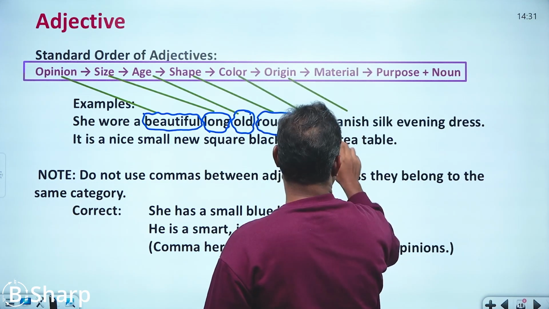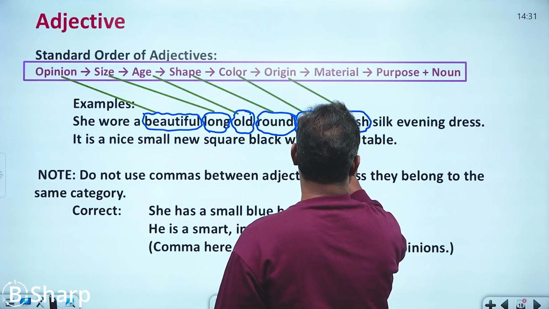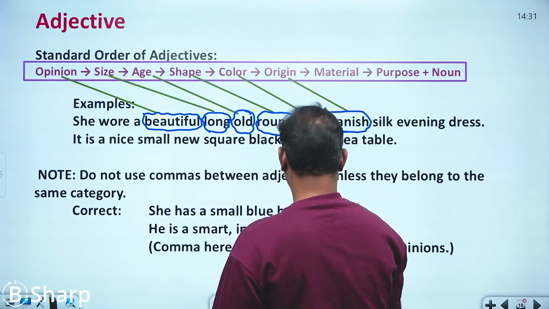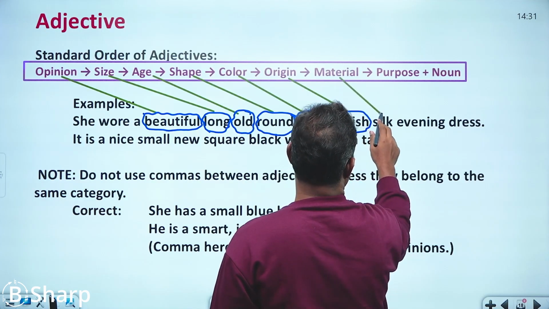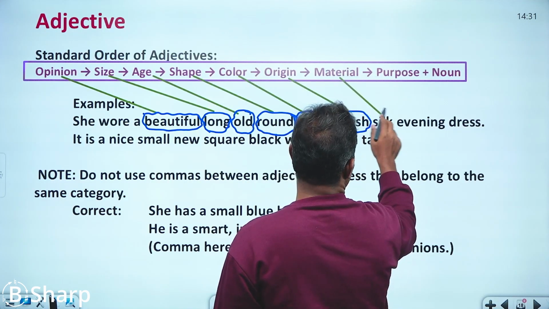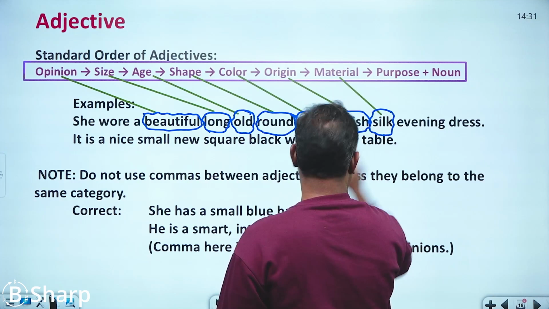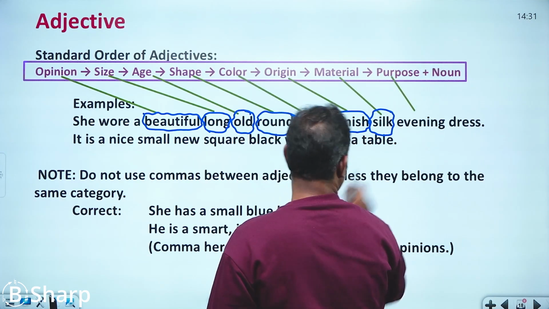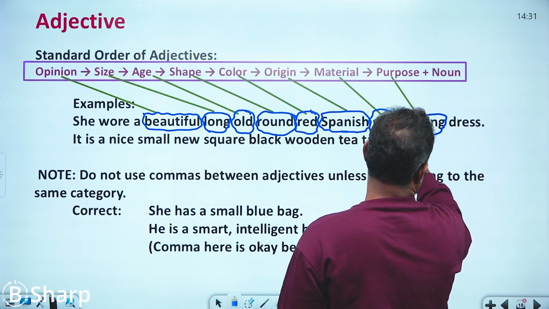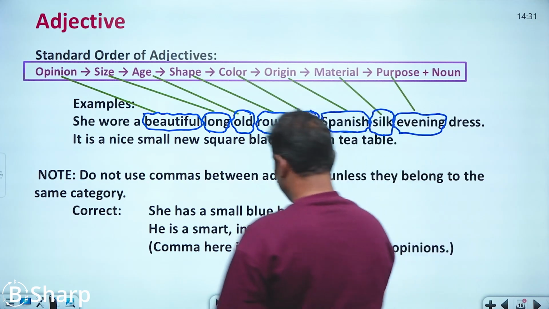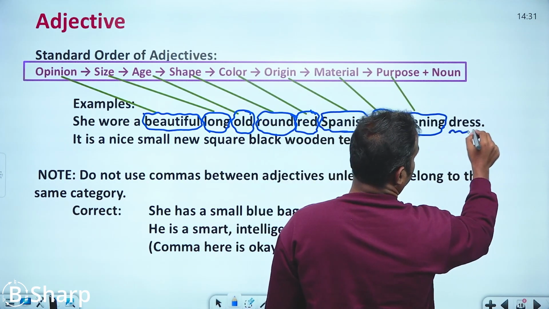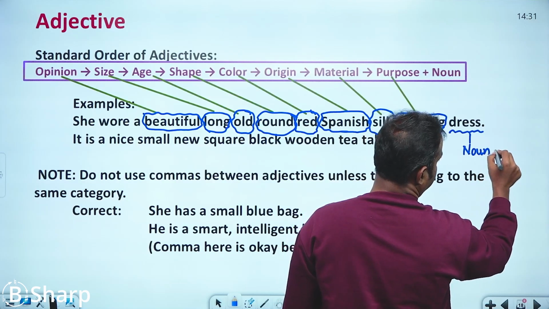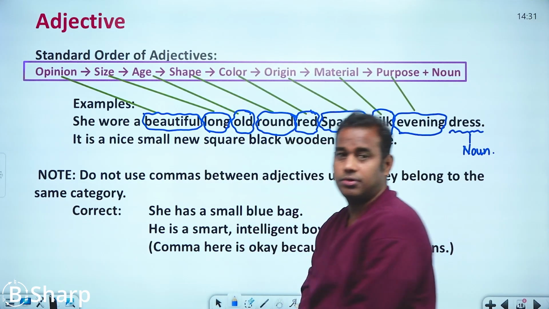Now likewise, origin is Spanish origin. Then material is silk material. Purpose is evening purpose. And finally dress is the noun. So that's a common noun. Dress is a common noun.